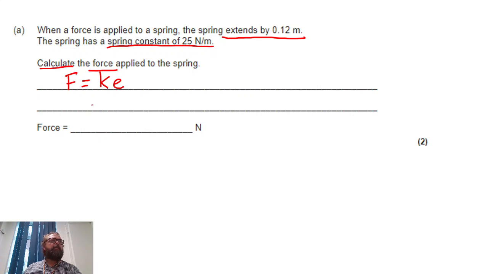We're looking at our numbers. The spring constant is 25. The extension is 0.12. I'm checking that I've got the same unit of length here, so my units match. And then I simply need to do that on my calculator. 25 times 0.12 equals 3. The force applied to the spring is 3 newtons.